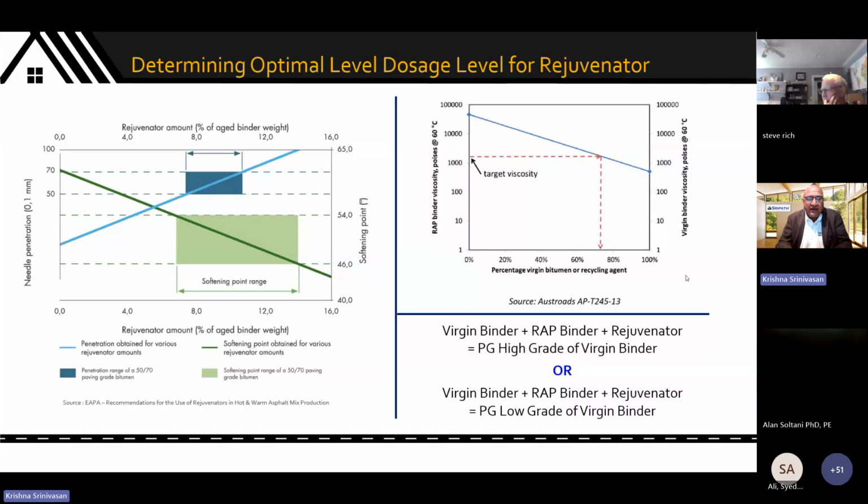You combine rejuvenators. This is what's known as a blending chart. You can do that for pen. You can do that for softening point and determine your range of rejuvenator that you may consider for your mix. Some parts of the world rely on a viscosity spec. Again, a log plot. This is another example of a grading chart. So countries like Australia, countries like India use viscosity, binder viscosity as their guiding spec.